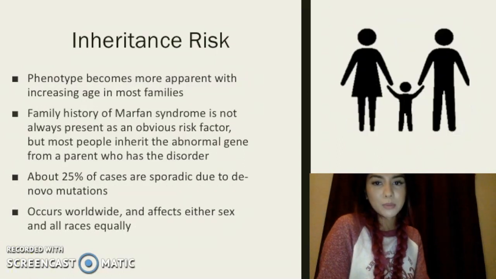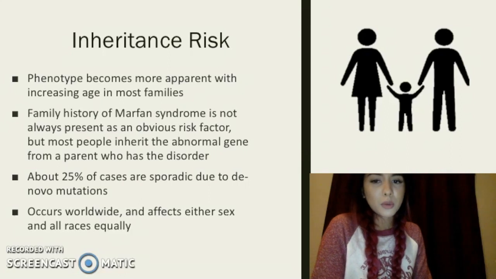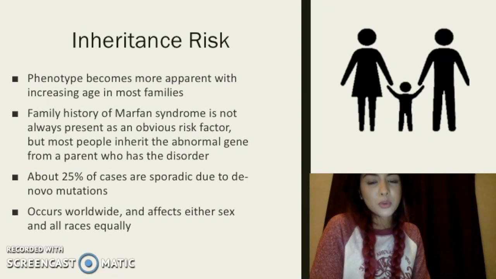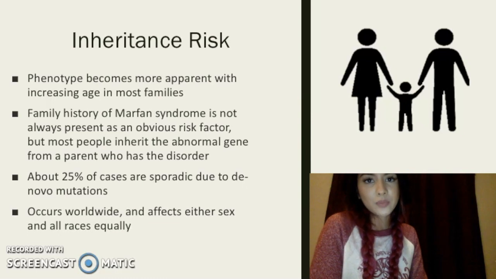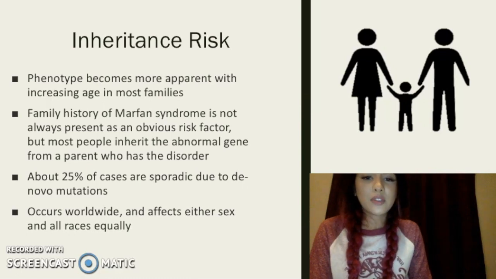The phenotype becomes more apparent with increasing age in most families. Family history of Marfan syndrome is not always present as an obvious risk factor. However, the majority of people do inherit the abnormal gene from a parent who has the disorder. About 25% of the cases are sporadic due to de novo mutations, and this occurs worldwide and affects either sex and all races equally.